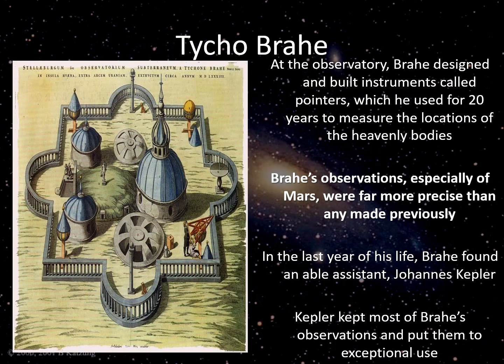And so at his observatory, Tycho Brahe designed and built instruments called pointers, which he used for 20 years to measure the locations of the heavenly bodies. And according to Brahe's observations, especially of Mars, they were more precise than any that had been made previously. In the last year of his life, Brahe found an able assistant named Johann Kepler. And Kepler kept most of Brahe's information and put them to exceptional use.